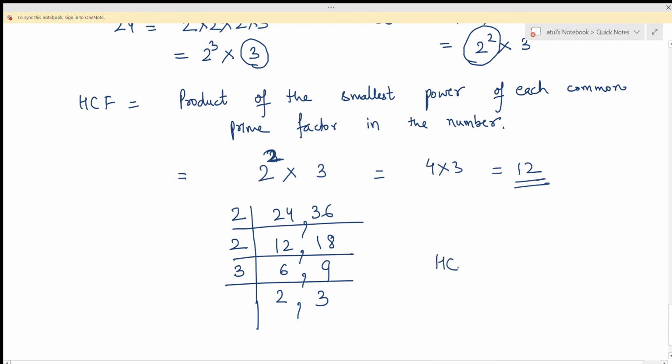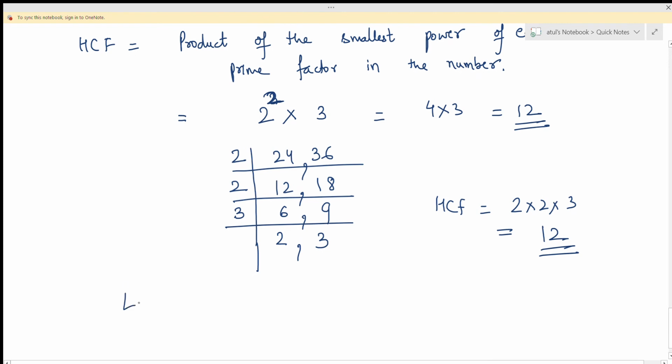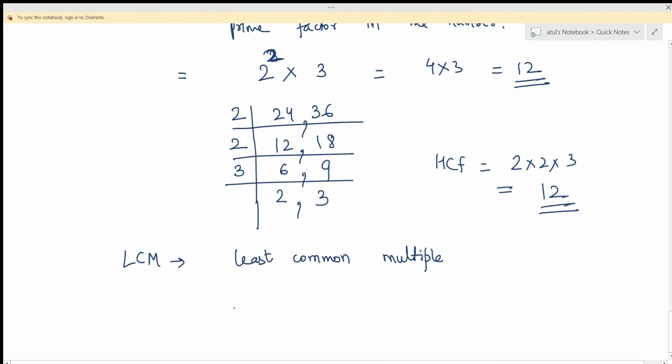Now what will be the HCF? You can see 2 into 2 into 3. The answer is again 12. You got the HCF. Now let us come to LCM. What is LCM? LCM is least common multiple. So let's take a few examples, a very simple example I will consider.